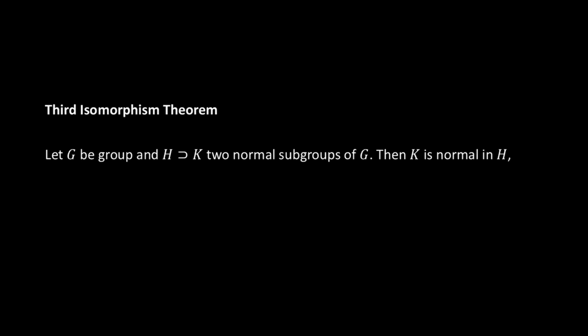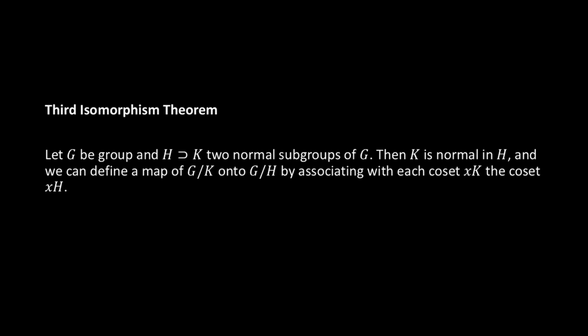Here is the third isomorphism theorem. Let G be a group and H, K two normal subgroups of G where H contains K. Then K is normal in H, and we can define a map of G mod K onto G mod H by associating with each coset xK the coset xH.